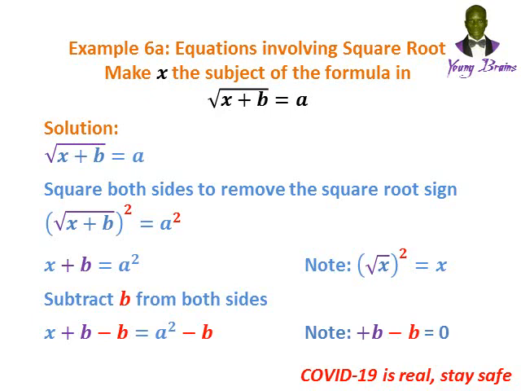b minus b equals 0. So we can have the equation as x equals a squared minus b. Our x as the subject of the formula gives x equals a squared minus b.